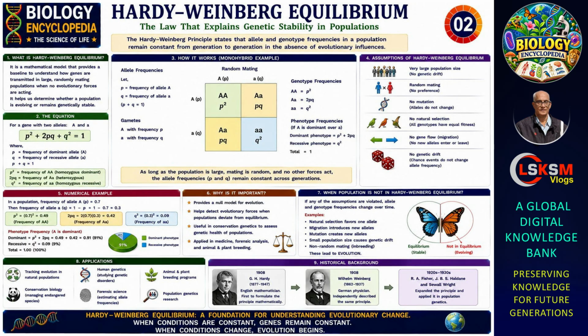Two. Hardy-Weinberg equilibrium. The Hardy-Weinberg principle describes a theoretical population in which allele and genotype frequencies remain constant. It provides a foundation for studying genetic variation and evolutionary change.